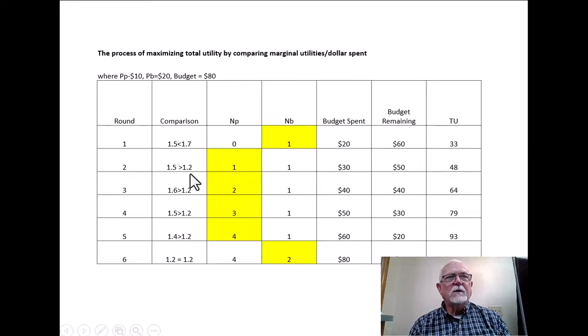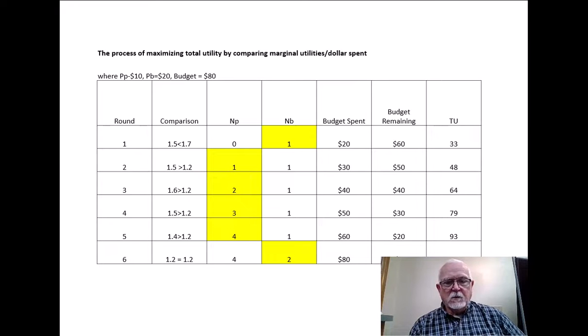The second boat would be that 1.2, so we would buy a second boat, and then a third boat, and a fourth boat, and finally then, at this point, round six, they are equal, so we would be indifferent, and our total utility would be maximized, and we would have exhausted our budget. I know that's kind of hard to follow, but it's just the idea of looking at those ratios of marginal utilities per dollar spent and comparing the two, and whichever is the highest, that's the one we're going to purchase.